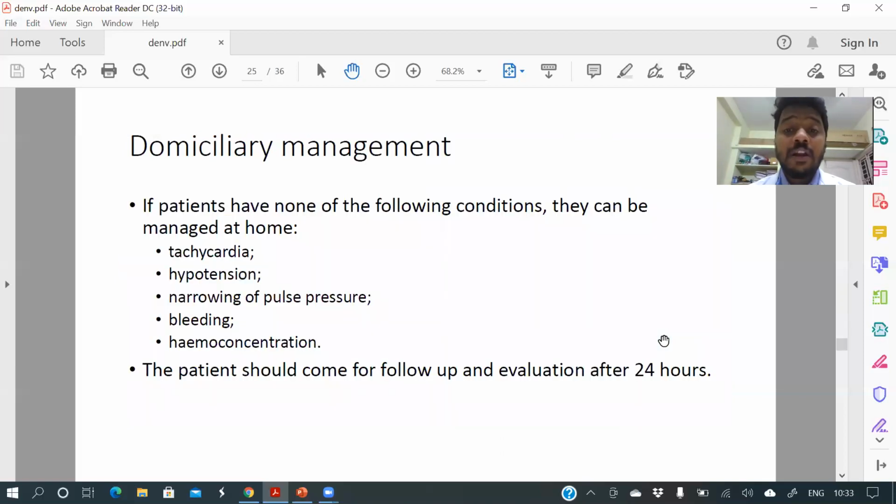Domiciliary management: if patients have none of the following, they can be managed at home. If the patient is not having any tachycardia, any hypotension, any narrowing of pulse pressure, and any bleeding or hemoconcentration, these are the patients who should be managed at home, and they should come for follow-up and evaluation after 24 hours.